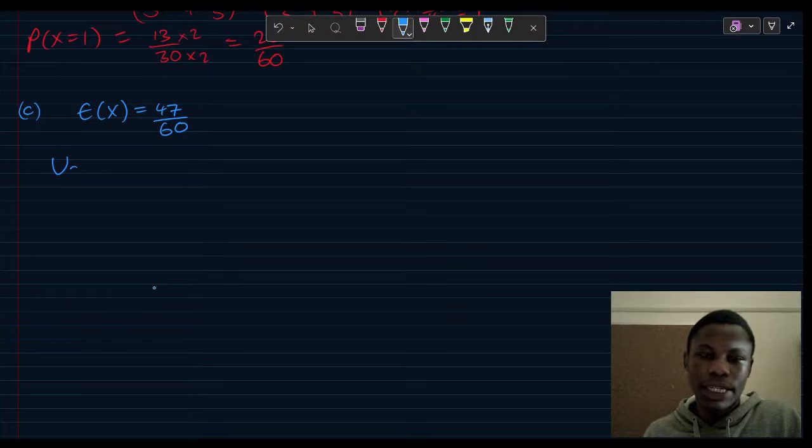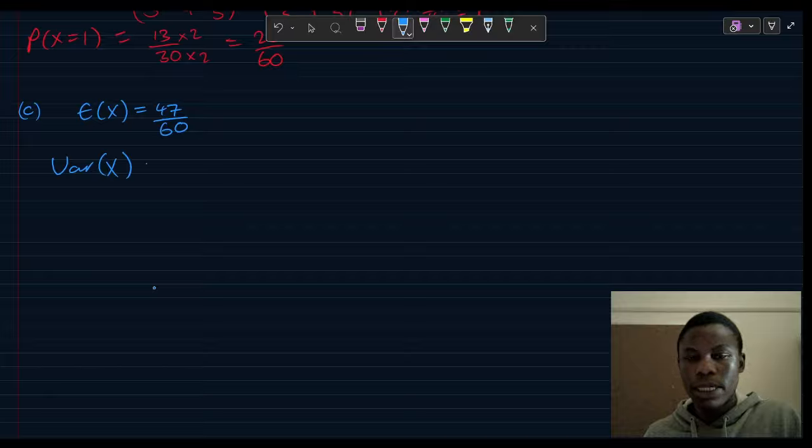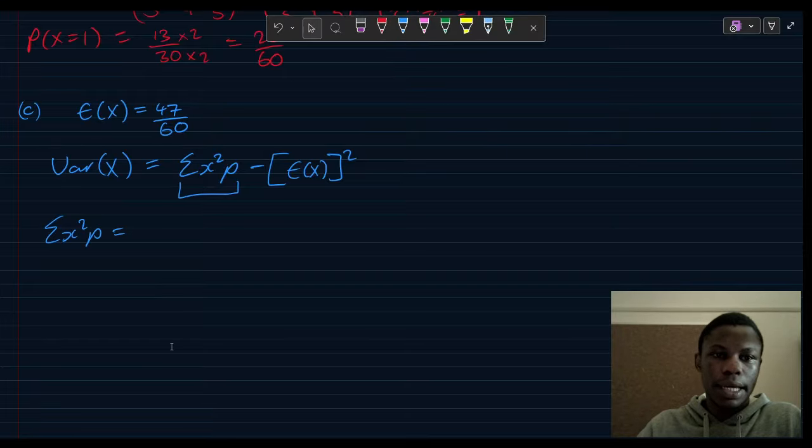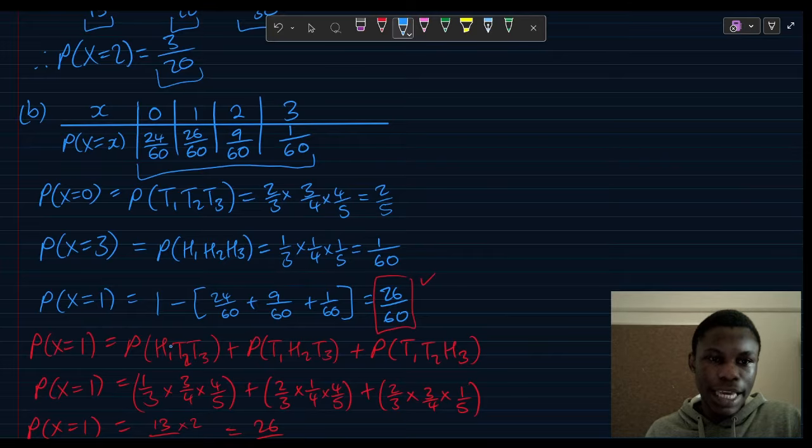Part C. Part C says, given that the expectation of x is 47/60, find var of x. Okay. So the variance formula as given by the MF19 is the sum of x squared p minus your expectation of x squared. Okay. So we first need to find this. The sum of x squared p means that I'm going to take my x value, square it, multiply by its probability, plus x value, square it, multiplied by its probability, and so on.